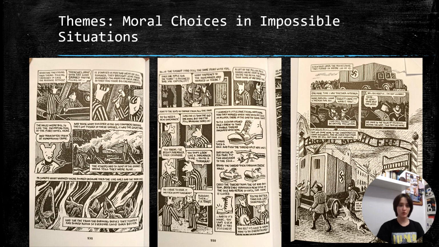So, next theme: moral choices in impossible situations. What would you do if you were in Vladek's place? Would you push someone, another Jew most probably, into an oven or into an actual gas chamber instead of a German or a Nazi doing that, to earn your day's bread? Or would you save the Jew and sacrifice yourself?